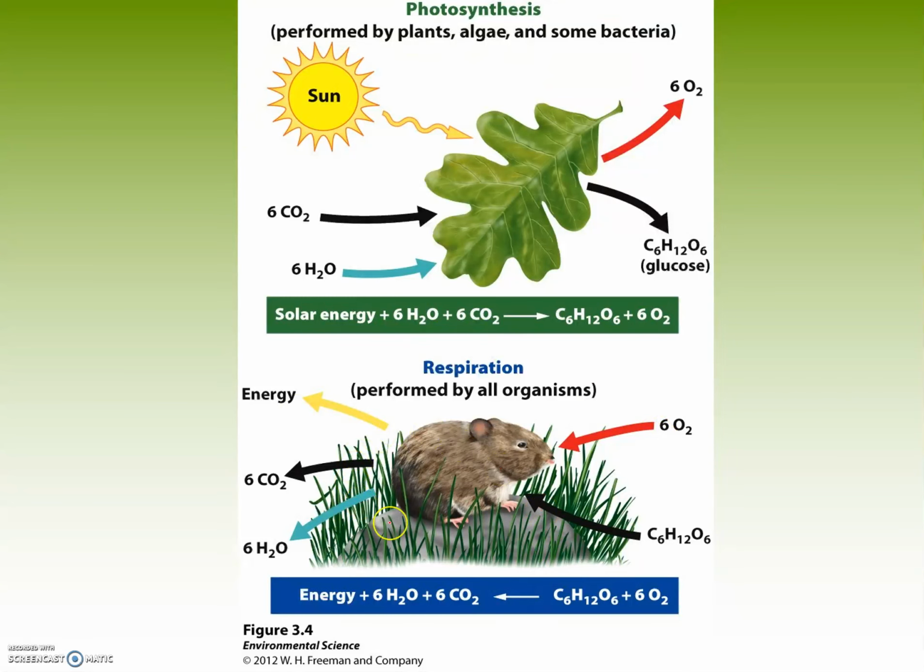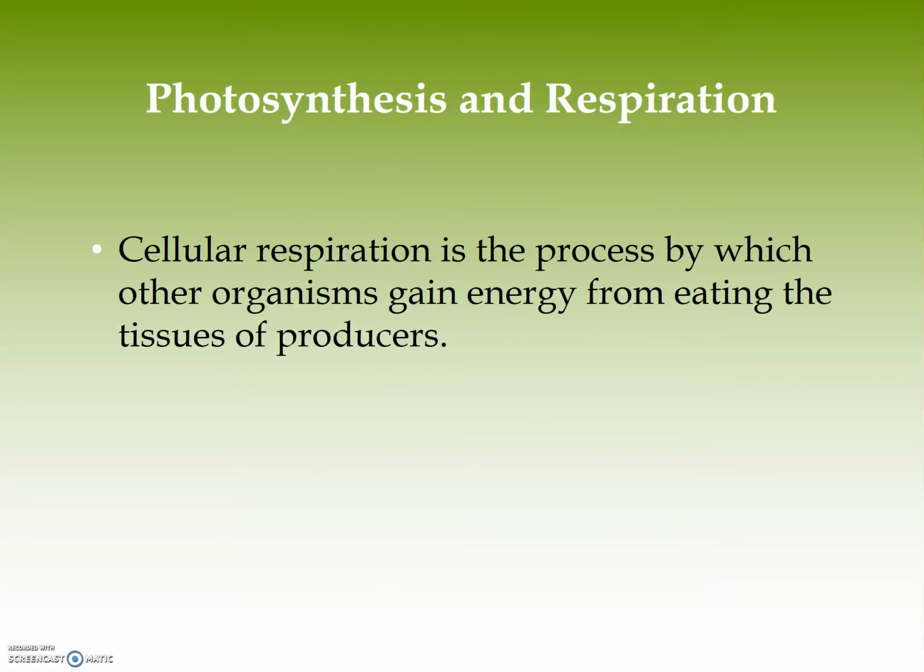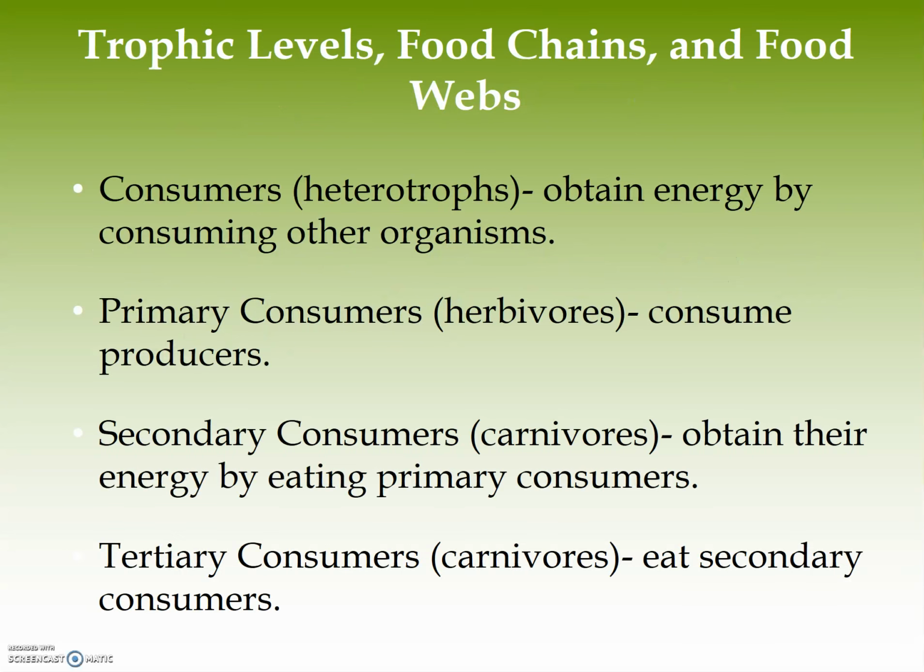Respiration is performed by all organisms, and that's where they're taking in oxygen, taking in these sugars, and giving off energy, giving off carbon dioxide, and giving off water. Okay, so these are our two sort of competing processes that happen. Cellular respiration is the process by which other organisms gain energy from eating the tissues of producers. Okay, so producers are the start of our food chain and the start of our source of food. And then respiration is the process by which those organisms are able to take in what those autotrophs are able to produce. If we start looking at trophic levels, food chains, food webs, this is going to be a key.